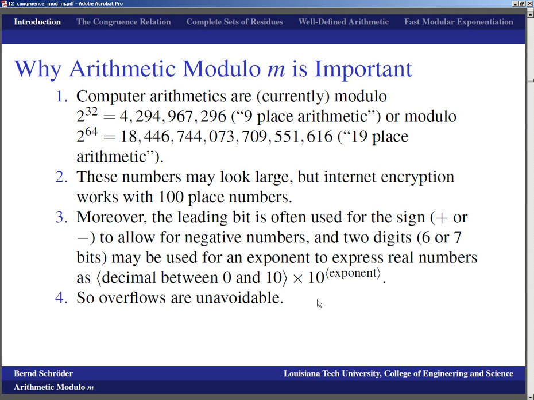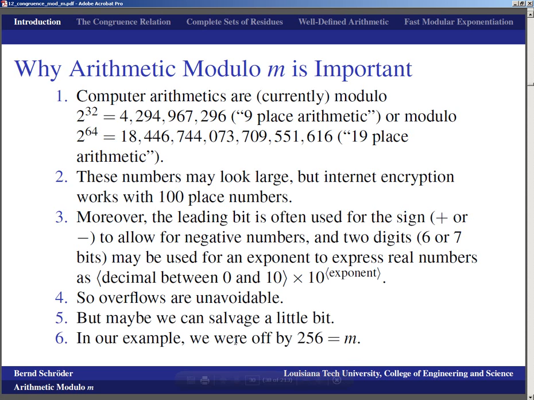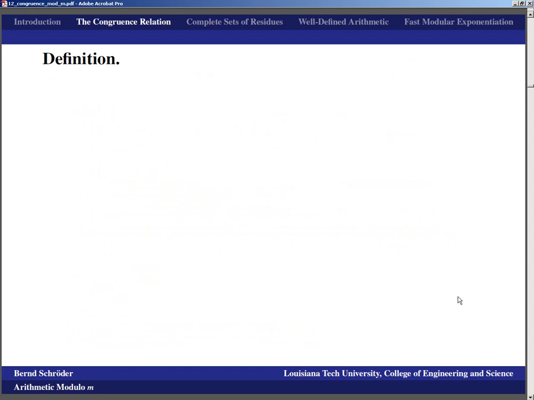Okay, so basically what that means, these overflows that we have seen on the previous panel in limited place arithmetic are just simply unavoidable. But we may be able to salvage just a little bit, because we've also seen on the previous panel that we were just off by 256, which was this modulus. And even if this modulus thingy here becomes a little bit more inconvenient, if we just know that we're going to be off by a multiple of a certain number, maybe we can do something.